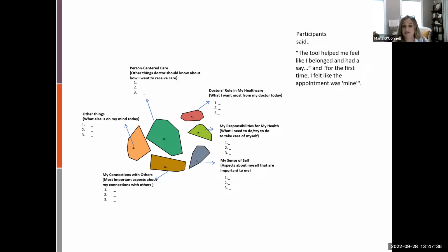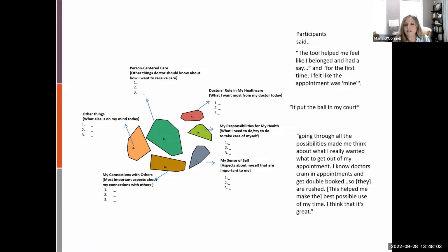Participants said the tool helped me feel like I belonged and had a say. And for the first time, I felt like the appointment was mine. They described this process of literally taking about 2 minutes, sharing this one piece of paper that just kind of highlighted their key things, the most important things in these different areas. It put the ball in my court.